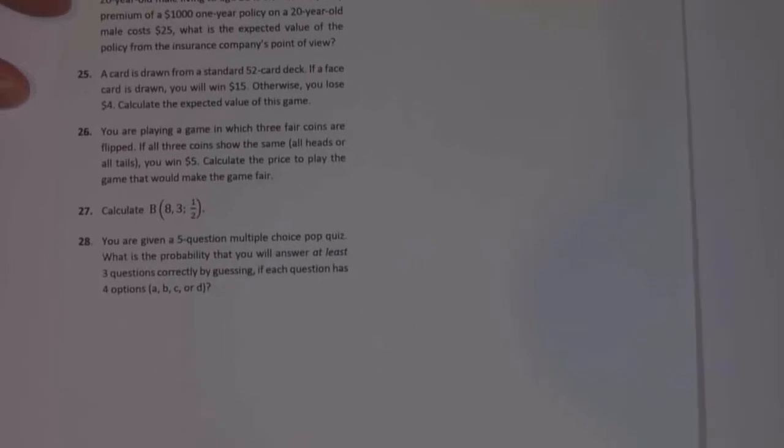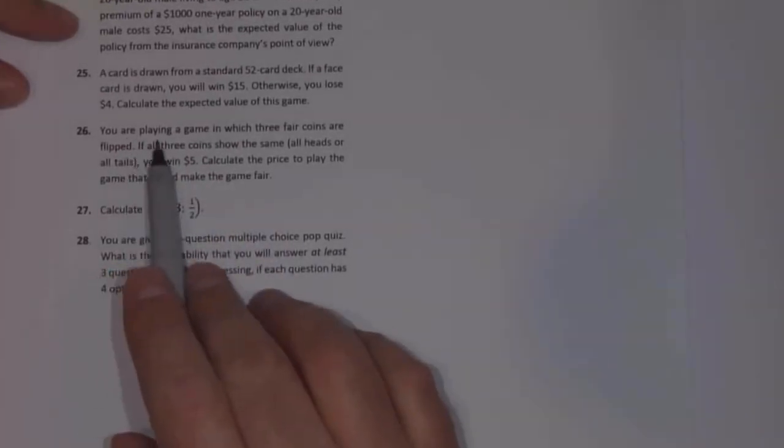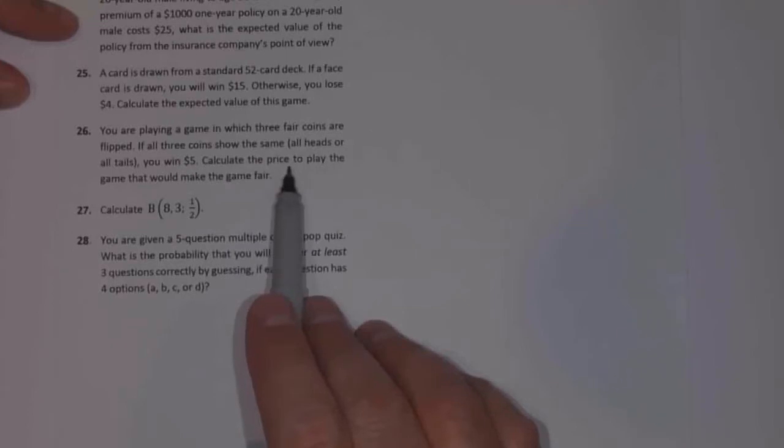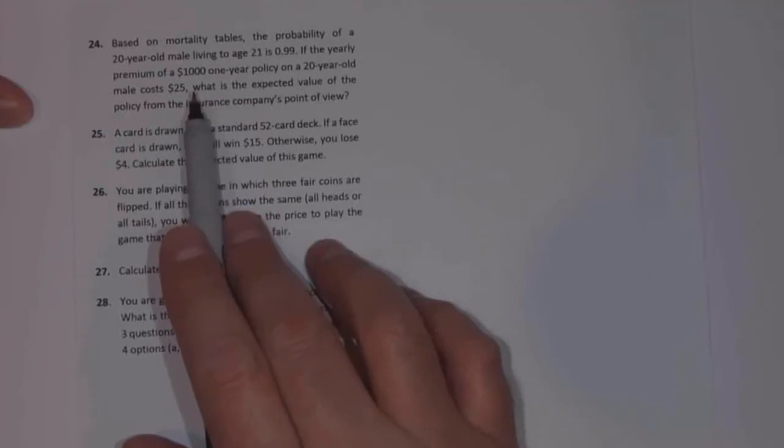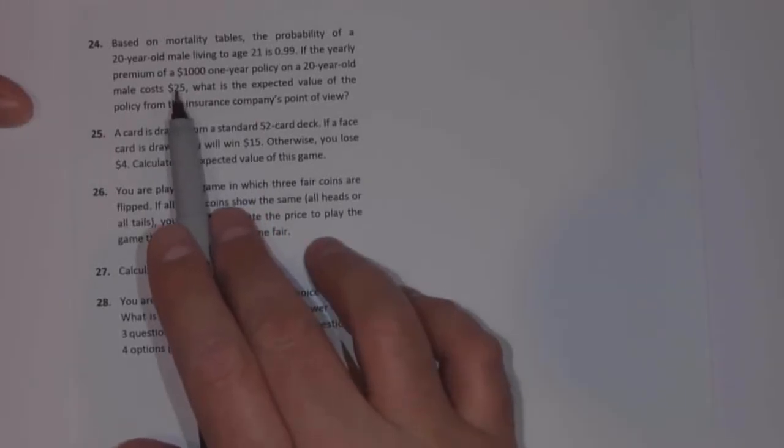So in this particular case, we are wanting to figure out what the price of the game has to be in order to make this a fair game. Now remember that for us to have a fair game, the expected value has to equal 0. Now, I do want to point out a tricky part of this problem. This is a game you're playing and you have to pay to play the game. So this is sort of like the problem with the insurance.